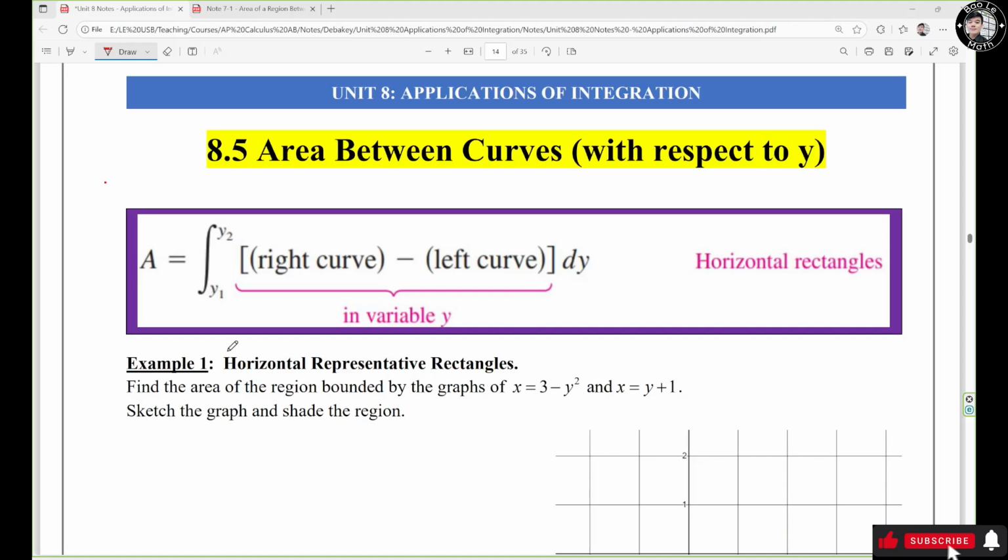Everyone, in this video we're going to explore topic 8.5, area between curves with respect to y. Alright, so here's the formula. The area equals the integral from y1 to y2, the right curve subtract the left curve, dy. Basically you need to calculate the area of each horizontal rectangle and add them up. In this situation, it should be with respect to y, so the variable should be y.